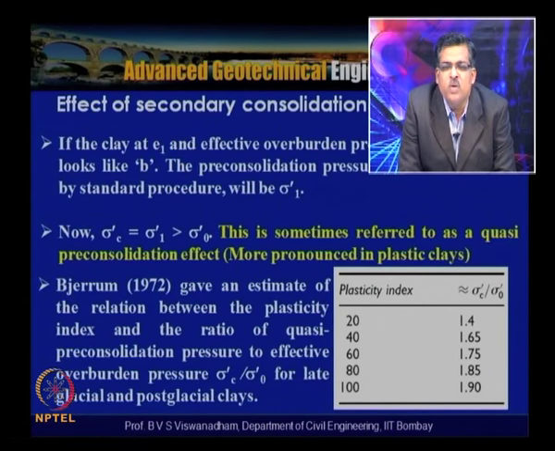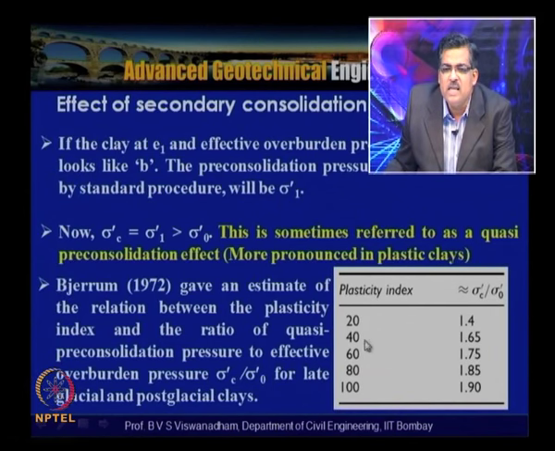So this is sometimes referred to as the quasi pre-consolidation effect, more pronounced in the plastic clays. This type of behavior is more pronounced in clays of high compressibility and high plasticity, that is CH type clays. Jerome in 1972 gave an estimate of the relation between the plasticity index and the ratio of the quasi pre-consolidation pressure to effective overburden pressure, that is sigma dash C by sigma naught dash, for the late glacial and post glacial clays.